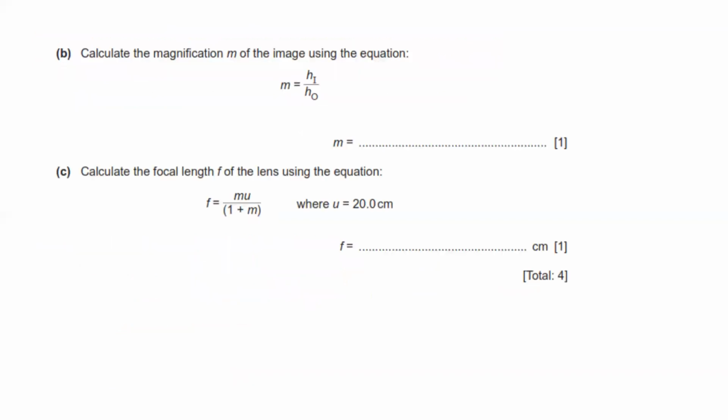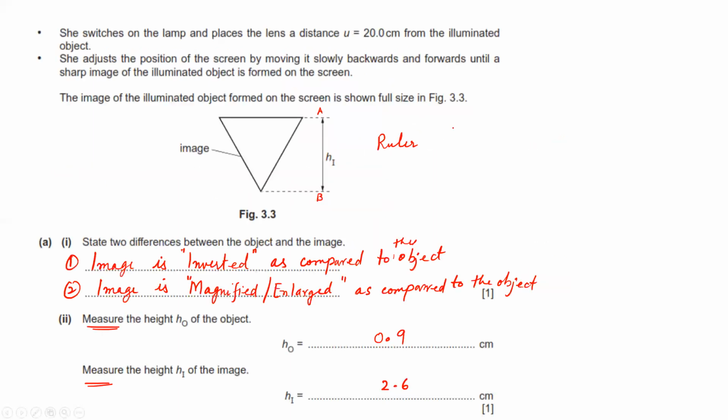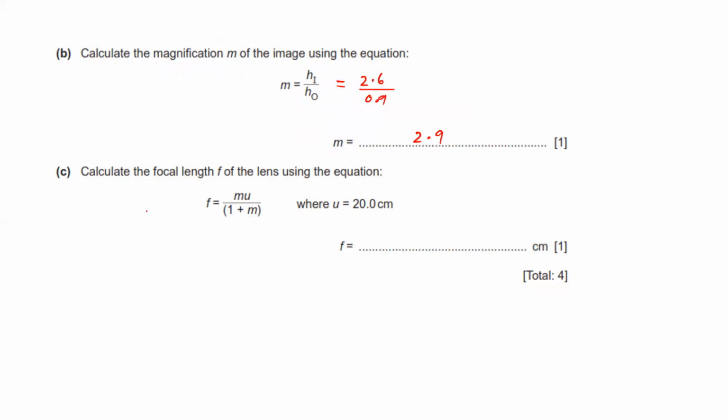Okay, next part. Then part B says magnification m of the image. Calculate the magnification m of the image using the equation m = h1/h0. So h1 was 2.6 centimeters, and h0 was 0.9 centimeters. So this comes out to be a magnification of 2.9.